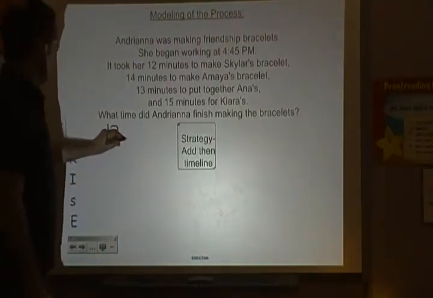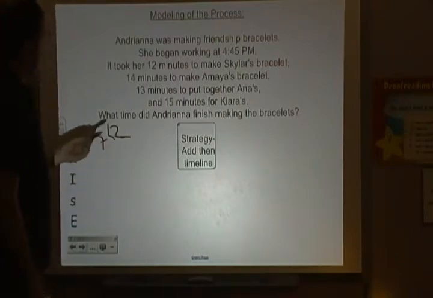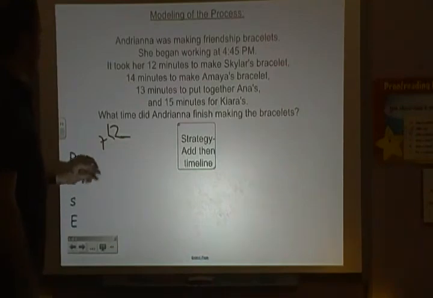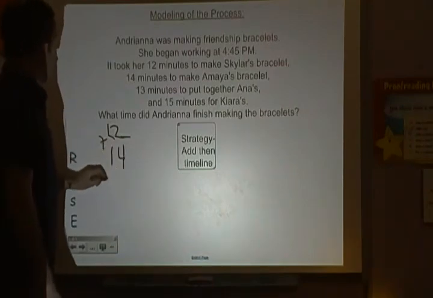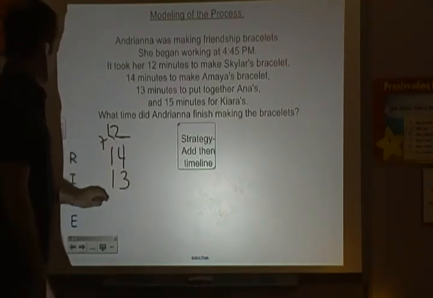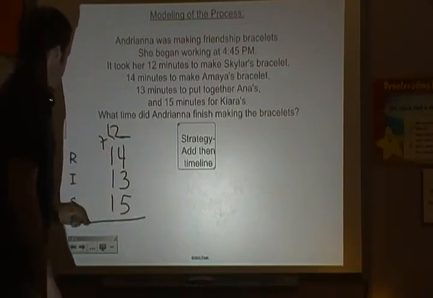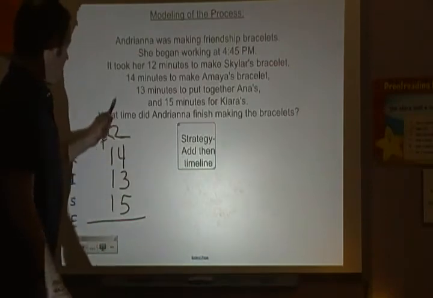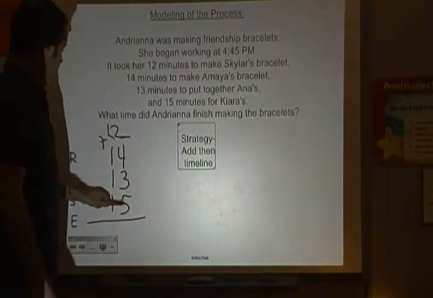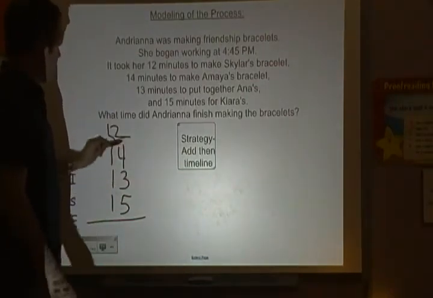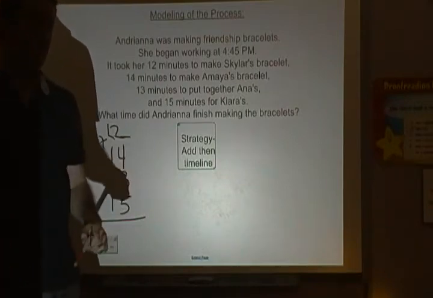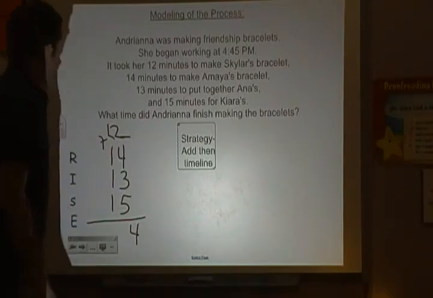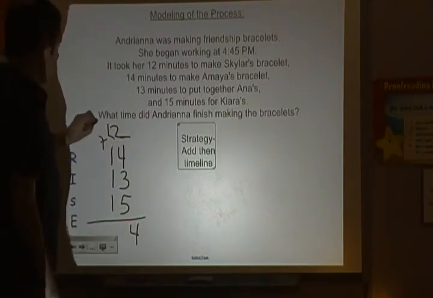So we have 12 minutes. These markers don't always want to cooperate. 12 minutes plus 14 plus 13 plus 15. So I love to find a 10 and I already see it. I start with my ones column. 5 and 3 and 2 make a 10. Plus 4 more gives me 14 ones. 14 ones. So 4 ones go down under the ones and it makes a new group of 10.